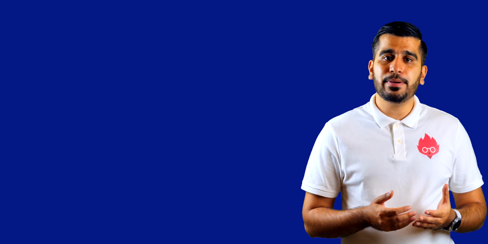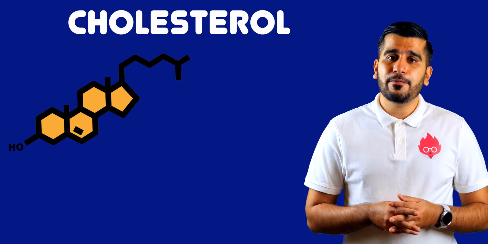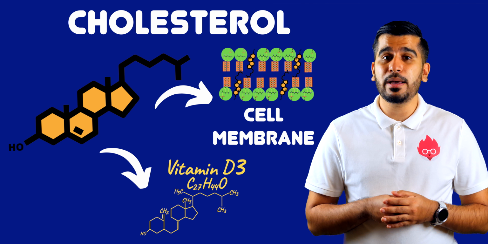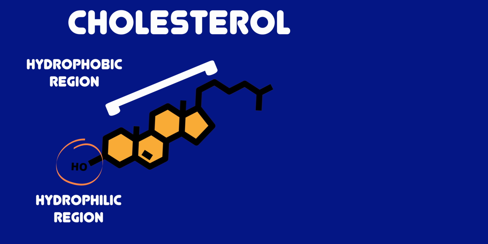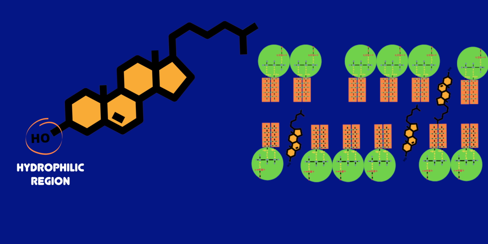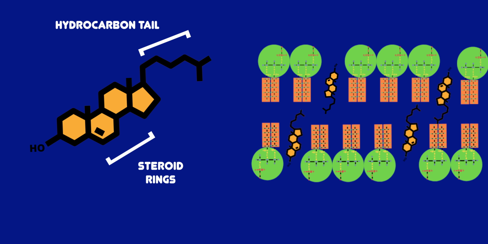Aside from phospholipids and triglycerides, other lipids include steroids, cholesterol, and waxes. Cholesterol is vital in the manufacture of vitamin D and has a role in the cell membrane. Just like phospholipids, cholesterol is an amphipathic molecule having both hydrophilic and hydrophobic regions. Cholesterol's hydroxyl group is hydrophilic and aligns towards the phosphate heads of the phospholipids. The steroid ring and the hydrocarbon tail is hydrophobic and associates with the phospholipid tails.